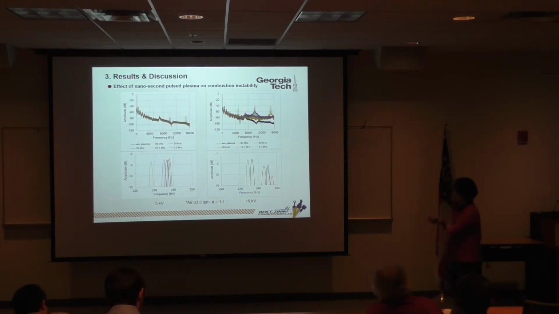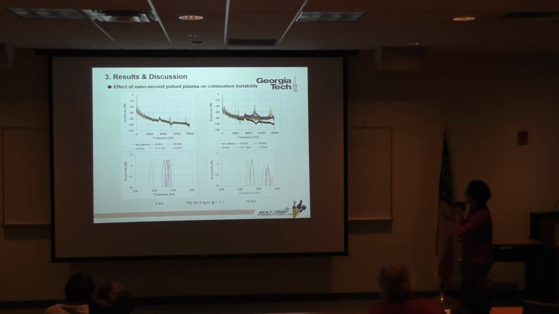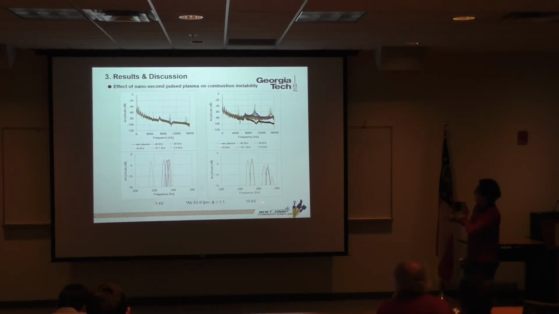At 5 kilovolts, when I increase the frequency of the plasma, there is no reduction of combustion instabilities. However, at 15 kilovolts, as I increase the pulse frequency of the plasma power, the amplitude of the pulse peak decreases. So this result also shows that peak voltage is a main parameter to reduce the combustion instabilities.